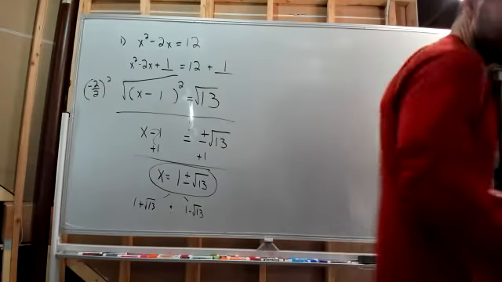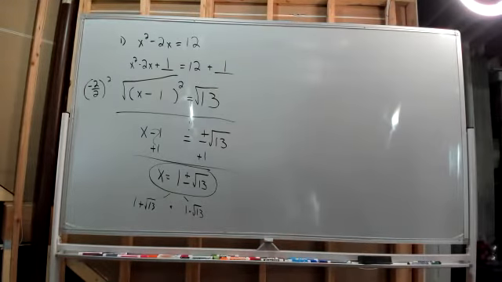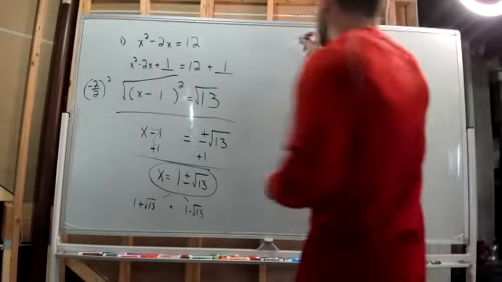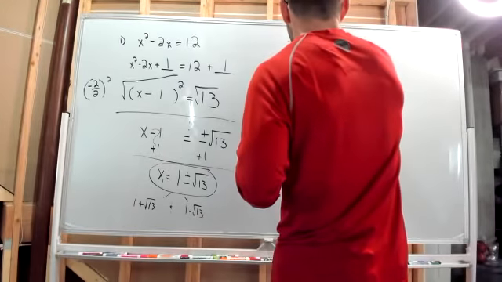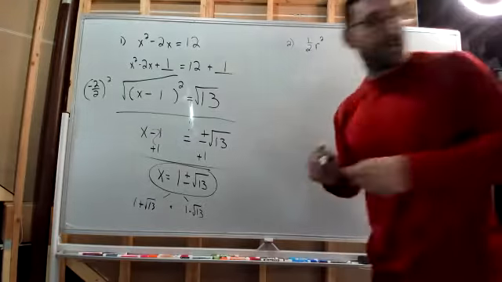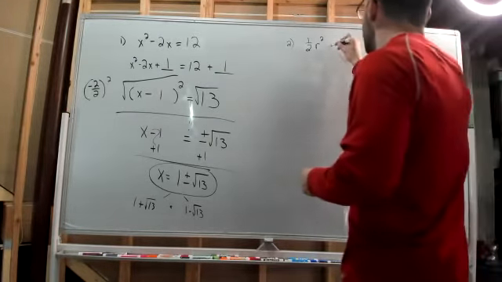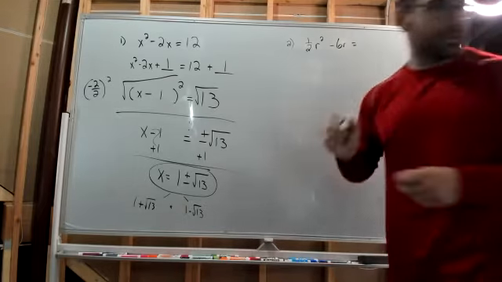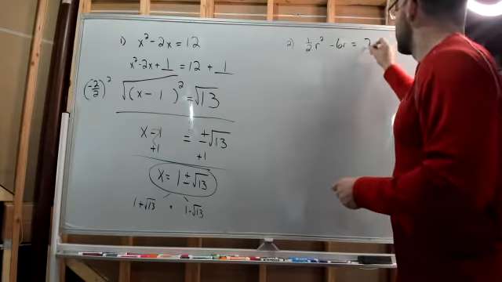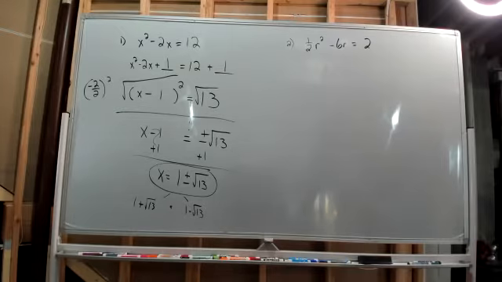So, we find number 2 here. Okay, a little bit trickier. Number 2, we have 1/2 r squared minus 6r equals 2. Okay, everybody still with me?